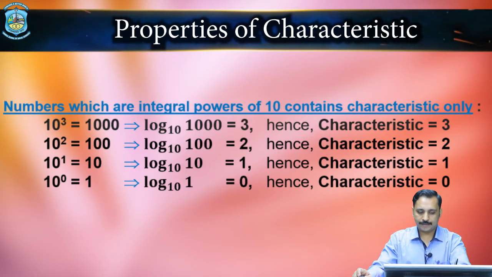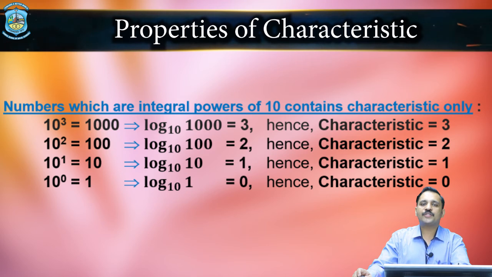Now, properties of characteristics. First property, the numbers which are integral powers of 10 contain characteristic only. That means we can represent 10 raised to power 3 as 1000. So I can write it as log of 1000 to the base 10 as 3. Hence the characteristic value is 3. For 100 it is 2 since we have 2 zeros. For 10 it is 1 since we have 1 zero. And for 1 it is 0 since we have no zeros here. Okay. So for numbers that are integral powers of 10, the number of zeros in that number is the characteristic value.